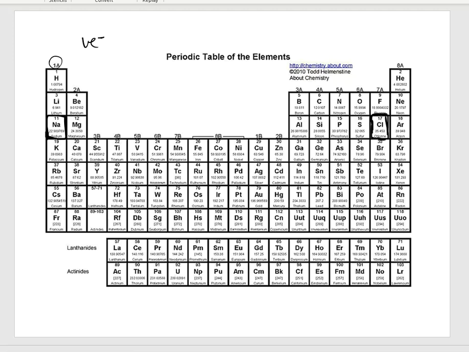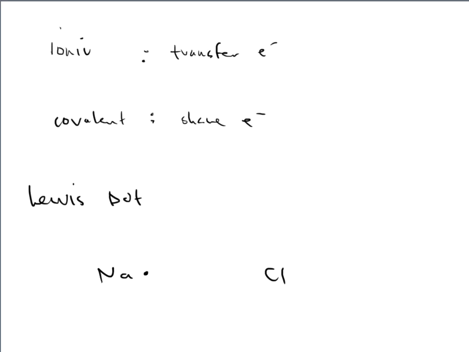Well, we treat chlorine the same way. Chlorine's over here on the right-hand side. Up here at the top, we get number 7. So that means 7 valence electrons are with chlorine. So if I had to draw the Lewis dot structure of just chlorine, I'm going to draw 7 dots. Go figure, right? Again, no one said that this was complicated.